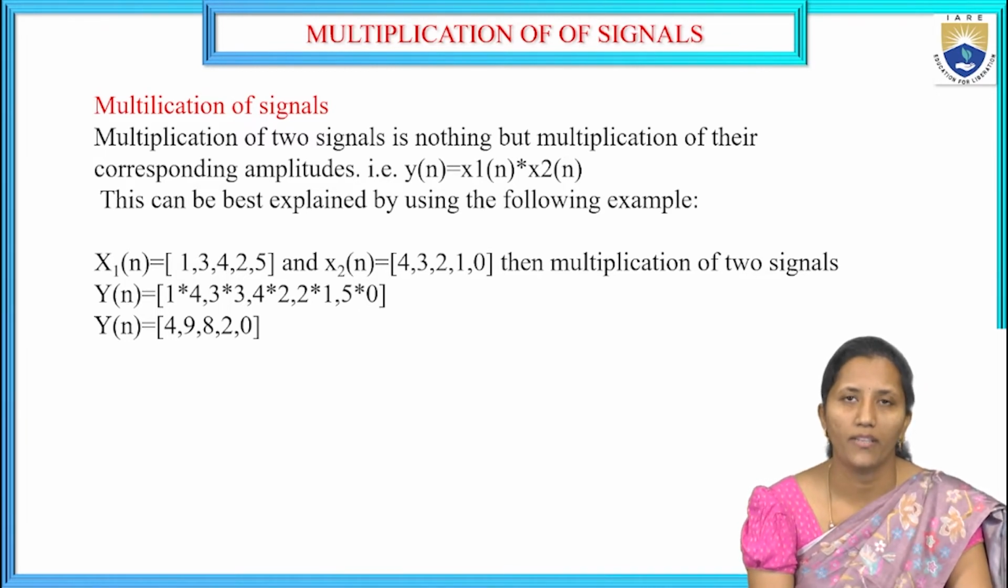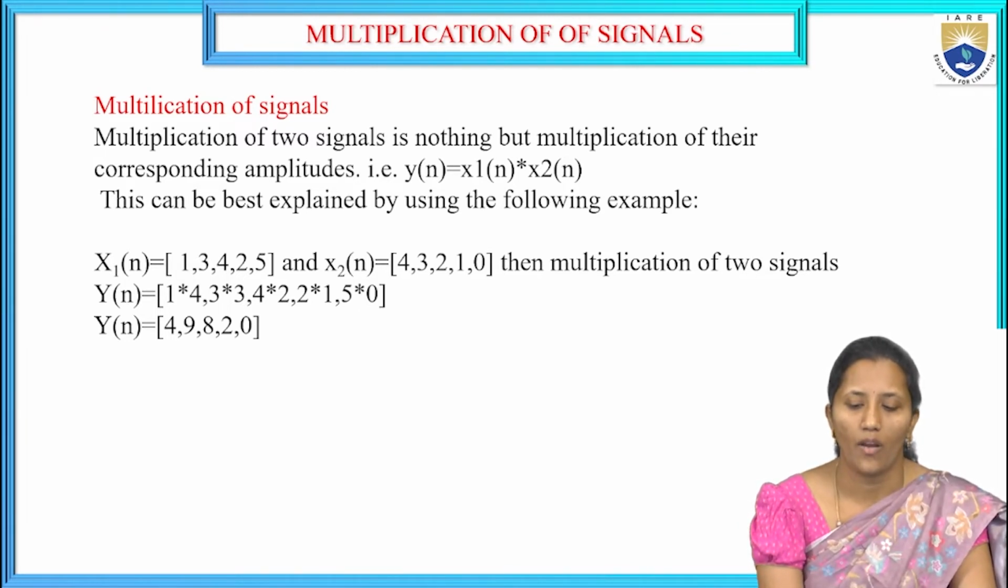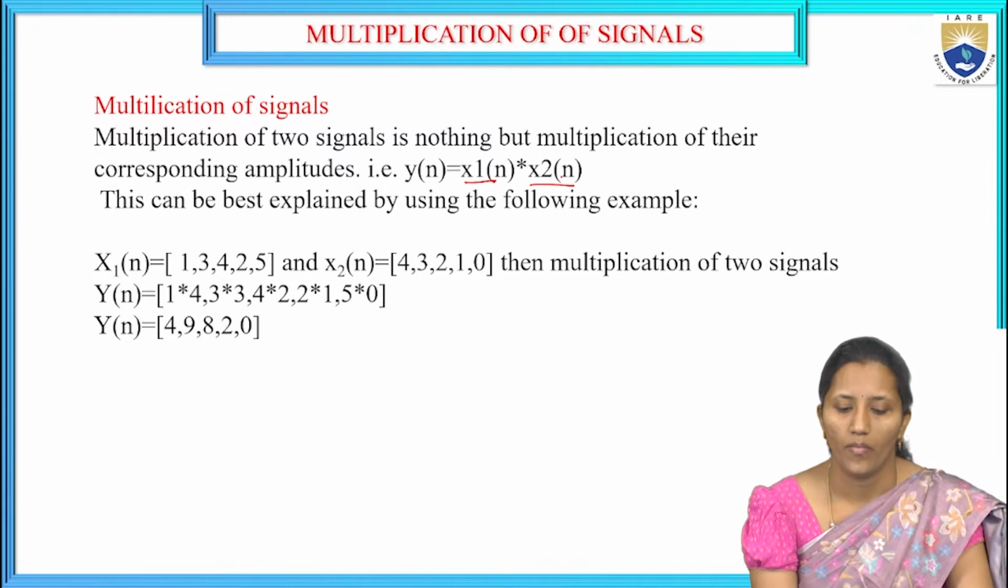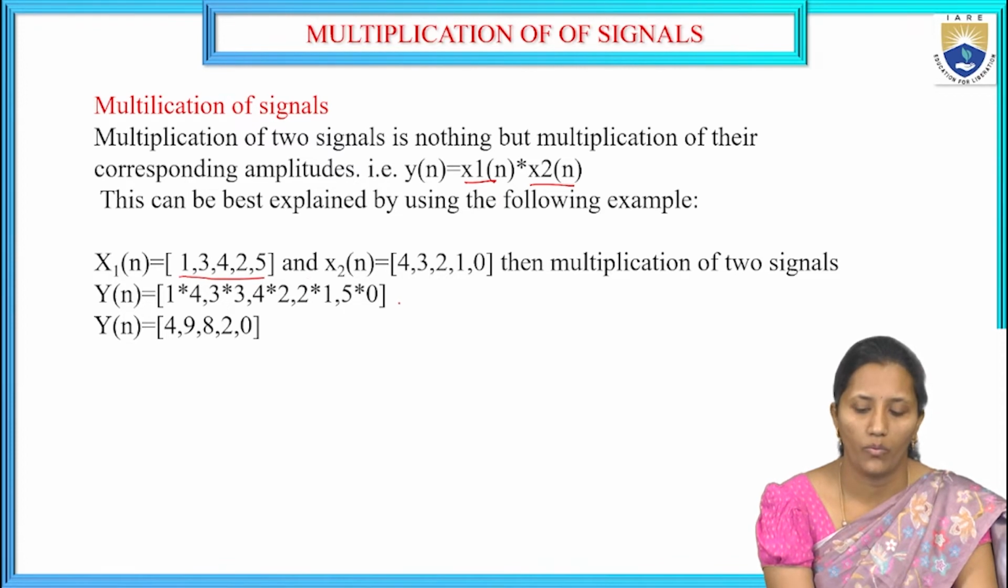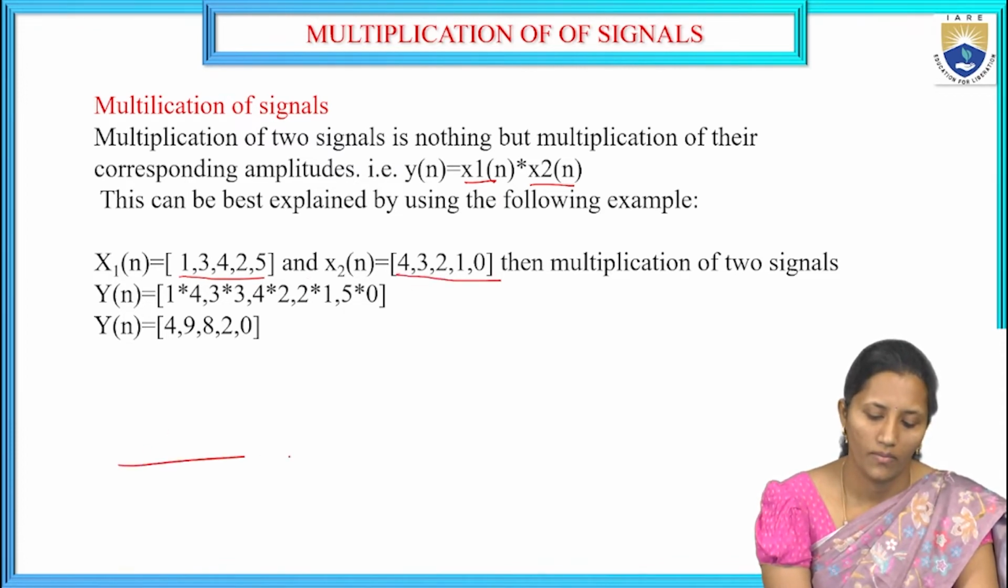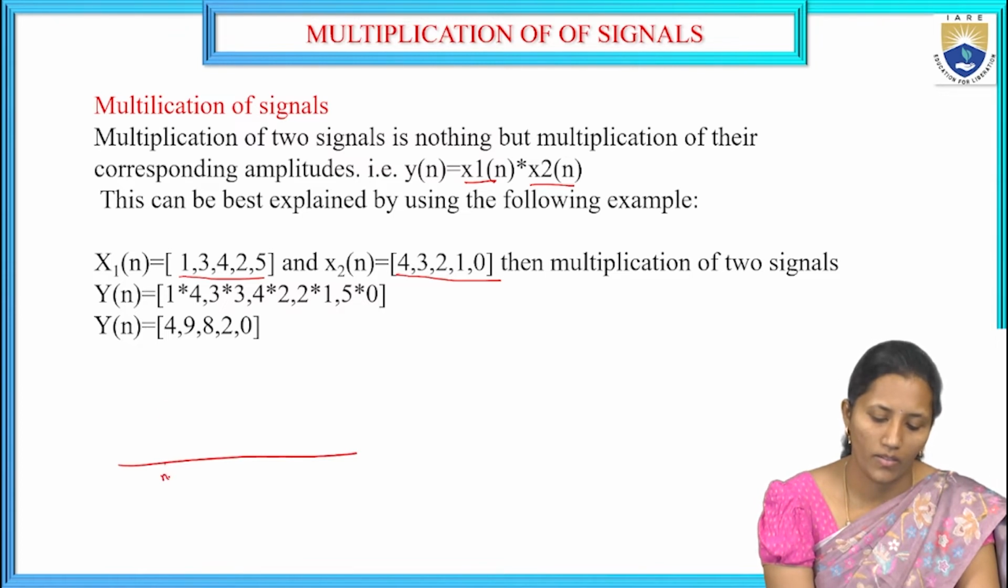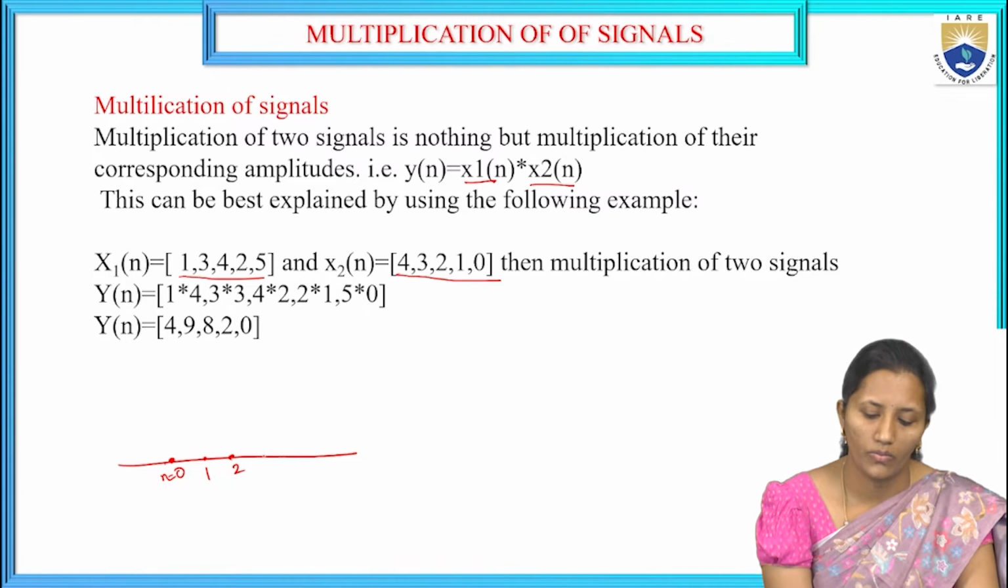So, multiplication of signals. Here is the multiplication of two signals. Here we have to multiply the corresponding magnitudes of x1 of n and x2 of n. So, for the multiplication I am taking x1 of n sample values 1, 3, 4, 2, 5 and x2 of n is 4, 3, 2, 1, 0. N is equal to 0, 1, 2, 3, 4 on the x-axis.